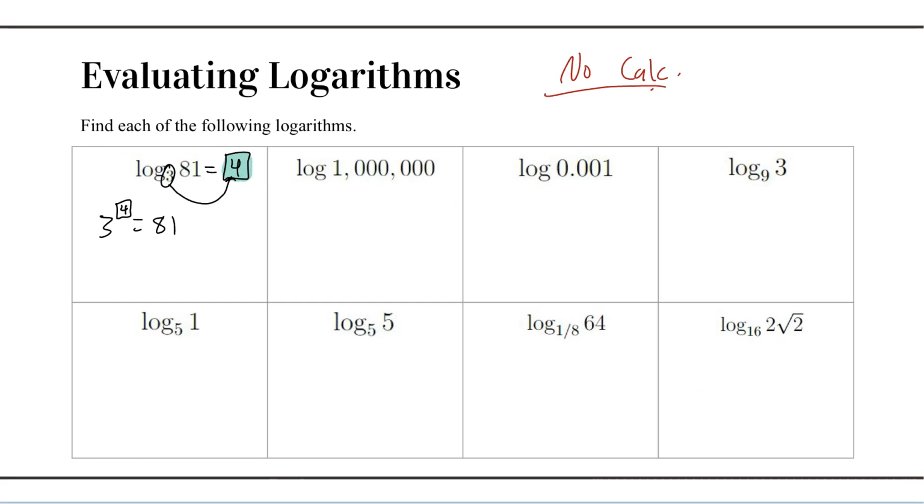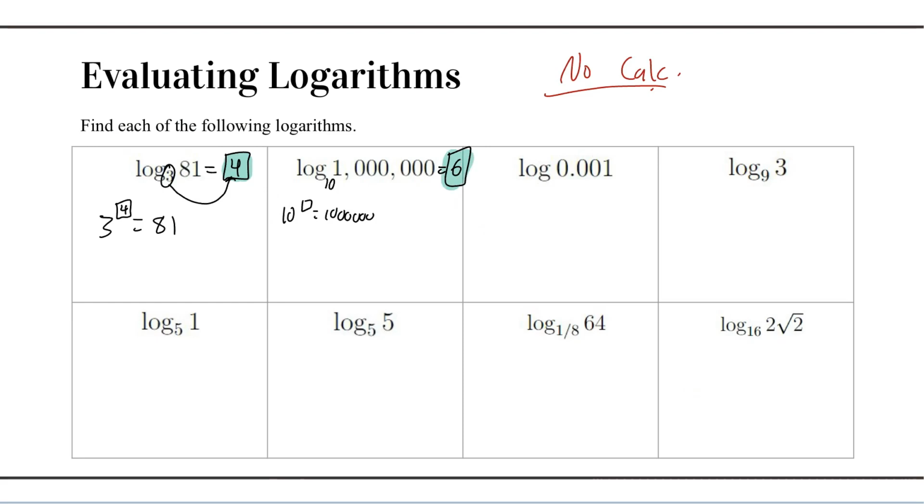Jumping over to the next example, you have log of a million. The base isn't indicated, but whenever it just is log and there's no subscript, you have to assume that the base is going to be 10, base 10. And so then you just have to ask yourself, 10 to what power is going to equal 1 million? It turns out to be 6. So 10 to the 6th is 1 million, so that's going to end up being 6.